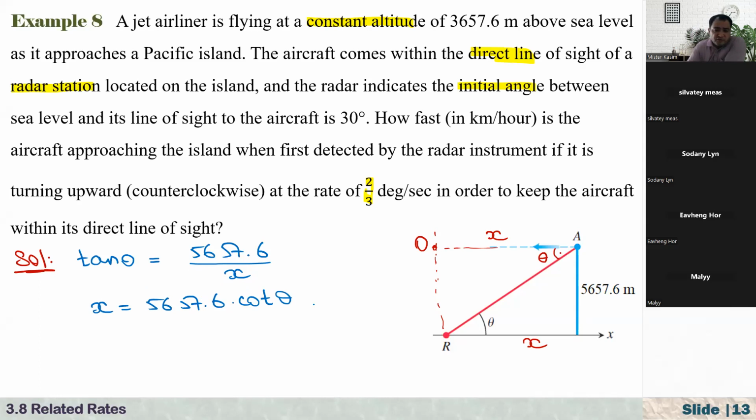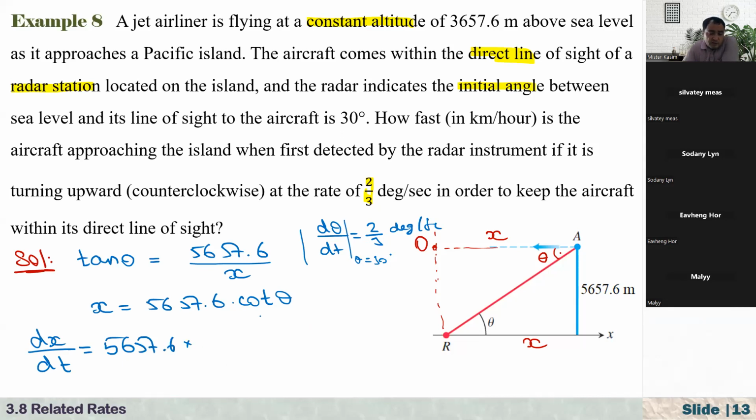So we have to find the rate of change of this one. What I know here is d theta dt. It is changing at 2/3 degrees per second at that instant, and at that instant theta is equal to 30 degrees. Now if you differentiate both sides with respect to t, we have dx dt equal to the constant 5657.6 times the derivative of cotangent, which is minus cosecant squared of theta, times d theta dt.